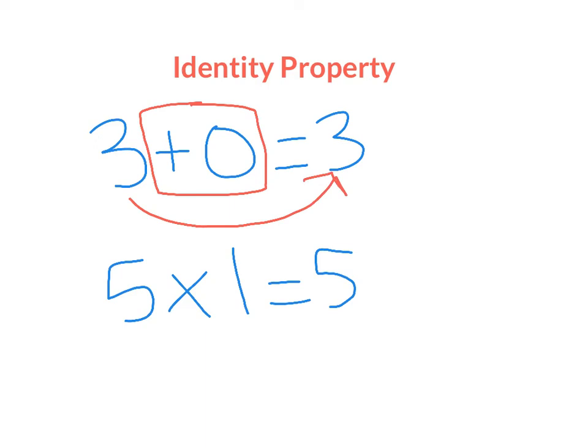The same thing is true for multiplication, multiplying by 1. Multiplying by 1 does not change the identity of any number. Any number times 1 is still just that same number. 5 times 1 will still give us 5. The identity of 5 did not change.